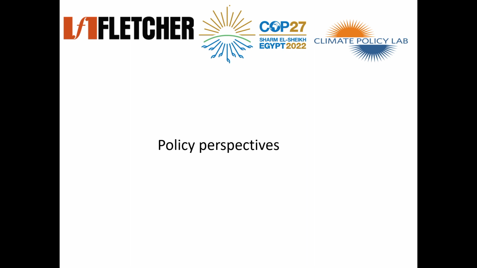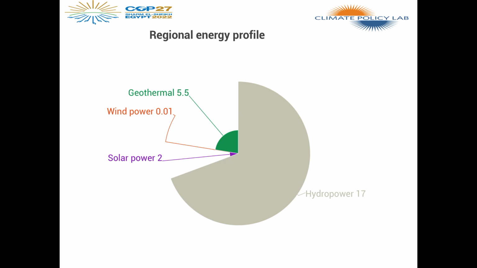To do that, let us see the African energy portfolio first. When you see the African energy portfolio, 77% of the African energy comes from thermals, from fossil fuel related. The renewable share of the energy in Africa is very limited. Hydro is taking 17%, and geothermal is 5%, which mainly comes from Kenya. And solar is 2%. Why is Africa not investing in solar? Why is wind not attractive in Africa? I think we'll see that in the policy perspective.